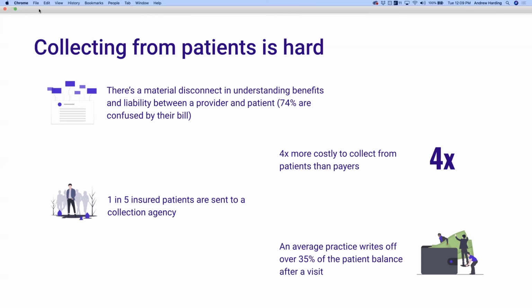That's because it's highly irregular. There's not really a documented process for how you should appeal a patient not wanting to pay their bill on the first statement. So it's very costly to collect from patients. And because it's so costly and complex, we see a ton of patients going to collections or bad debt write-offs, whether you're deciding it isn't worth sending to a third-party collection agency, or you're actually sending that patient and their record out. 1 in 5 insured patients are sent, which is a lot. That means 20% of your patient population is at some point going to a collection agency.